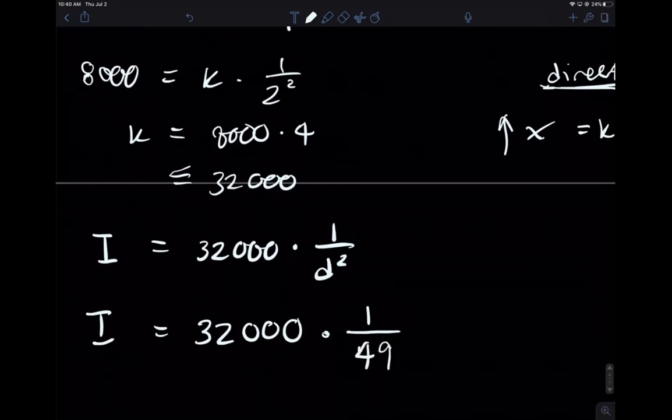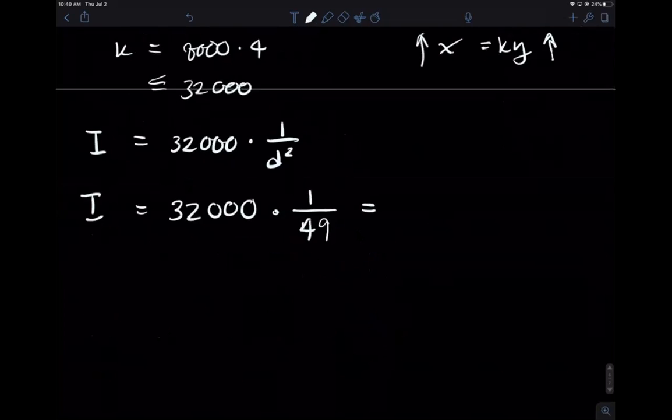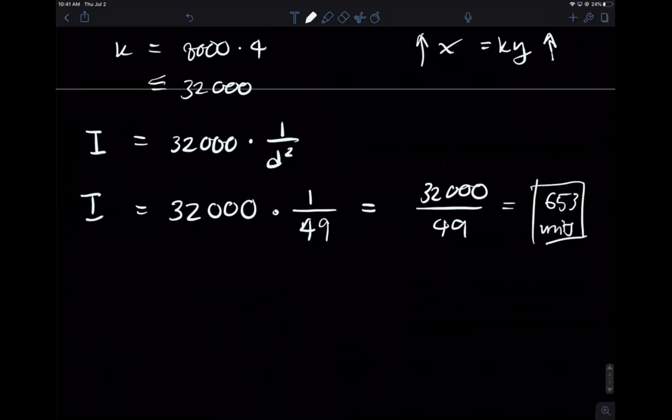Okay. So all we have to do now is 32,000 times 1 over 49. So we just solve for I, and I think we should get around 653. Yeah, we get around 653 units, so that's how we do that one. So number 22, the answer should be B.